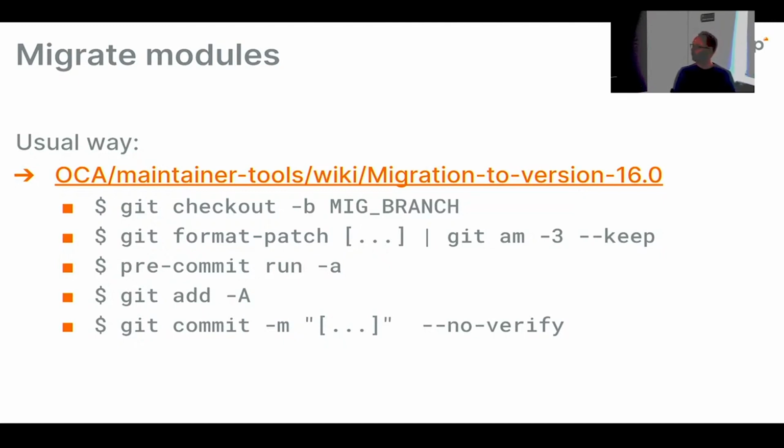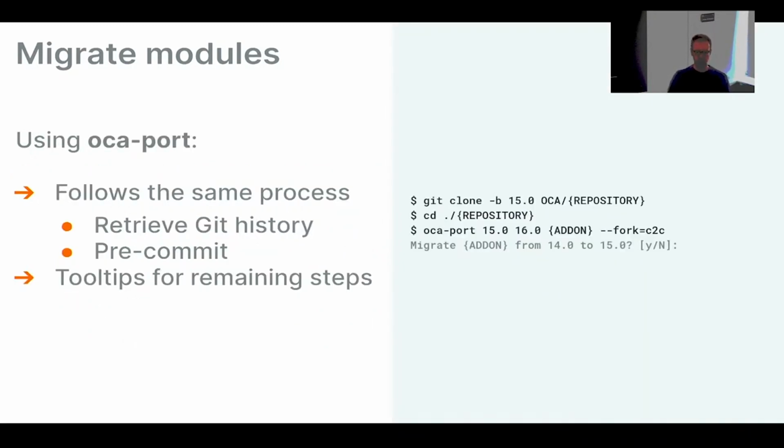Before, without this tool, the usual way to migrate an add-on was to create a migration branch, to play with git format-patch, pipe it to git am, run pre-commit, add everything, and generate your commit. And after that, you can start to migrate the code, etc., and make your tests pass. And now with OCA Port, it follows the same process automatically. It is done for you for these first steps.